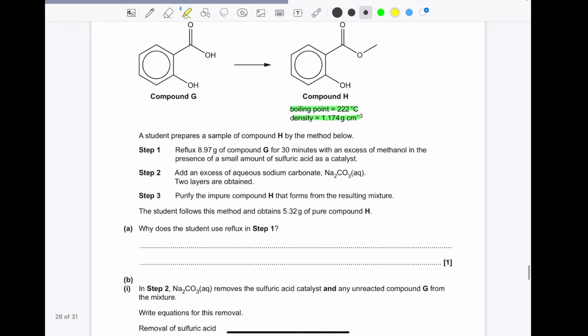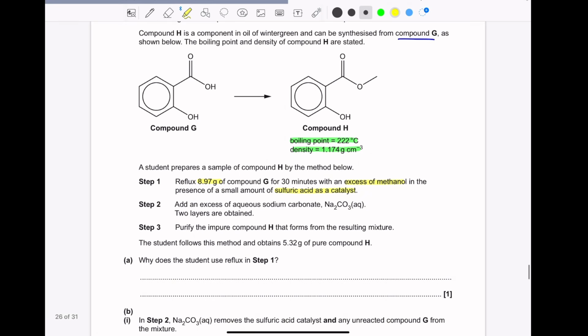So in step 1, they reflux 8.97 grams of compound G for 30 minutes with an excess of methanol in the presence of a small amount of sulfuric acid as a catalyst. So essentially, they convert the carboxyl acid group on compound G into an ester through the addition of methanol.